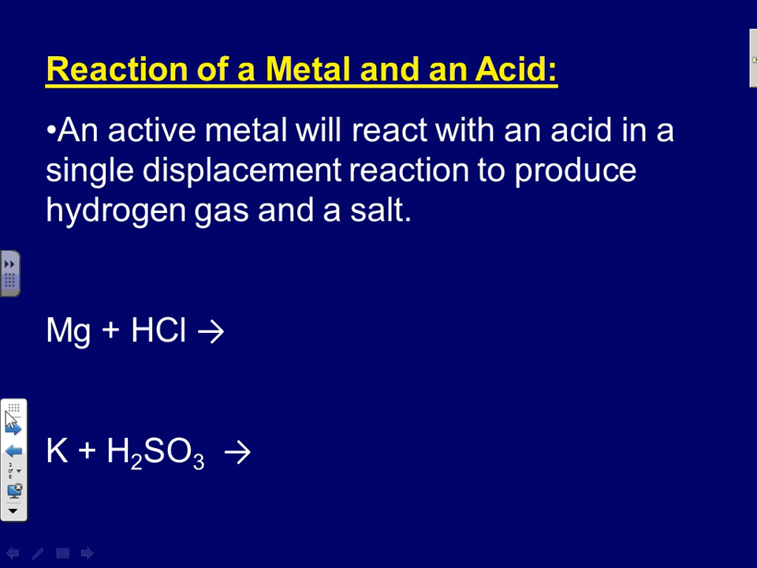So this is actually not a bad little also review of what we're going to need to know for the exam. Remember, we talked about single displacement reactions where one element switches out another element that's found in a compound. So it says there an active metal will react with an acid in a single displacement reaction to produce hydrogen gas and a salt. Now, when we did single displacement reactions, we looked at something called the activity series.